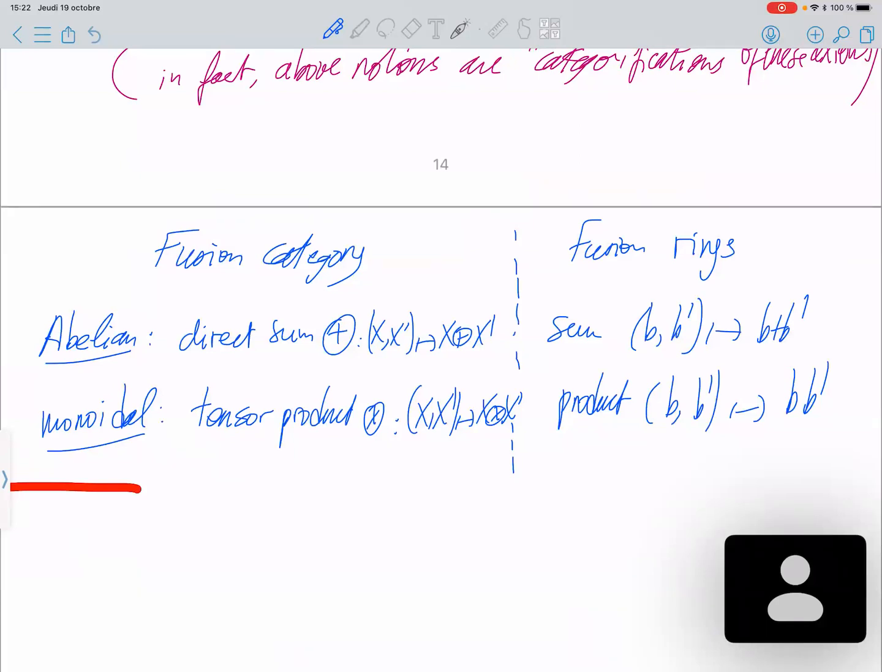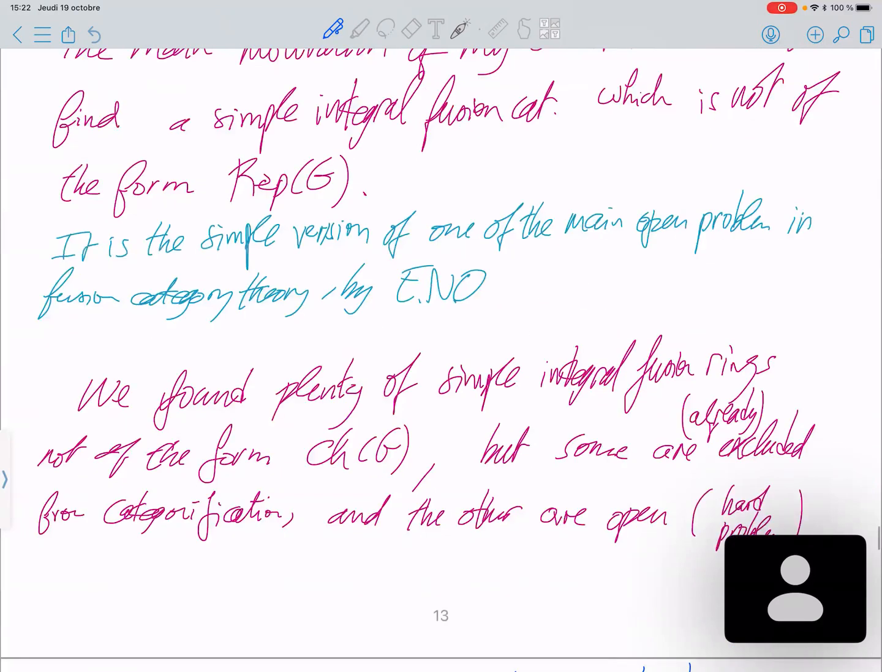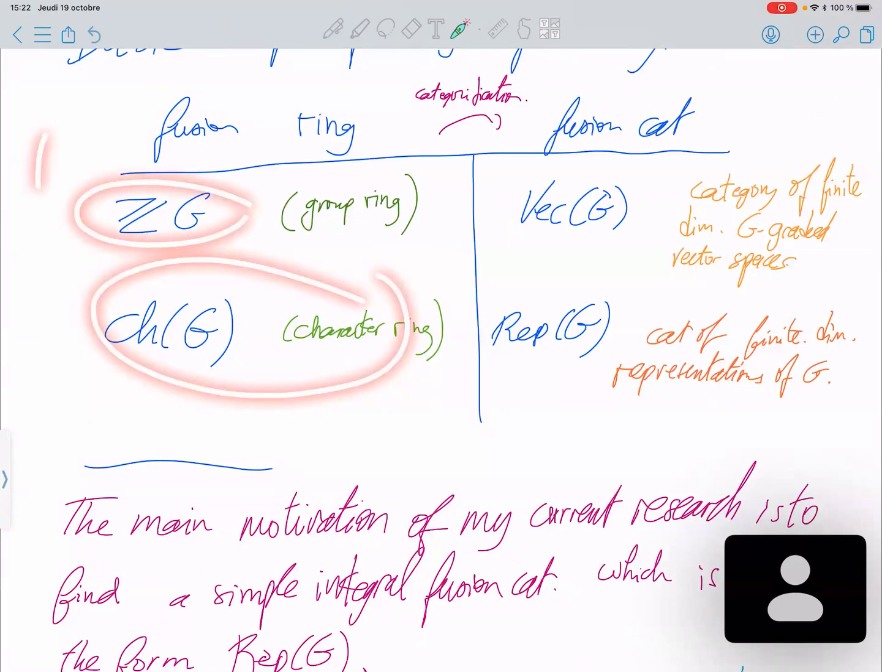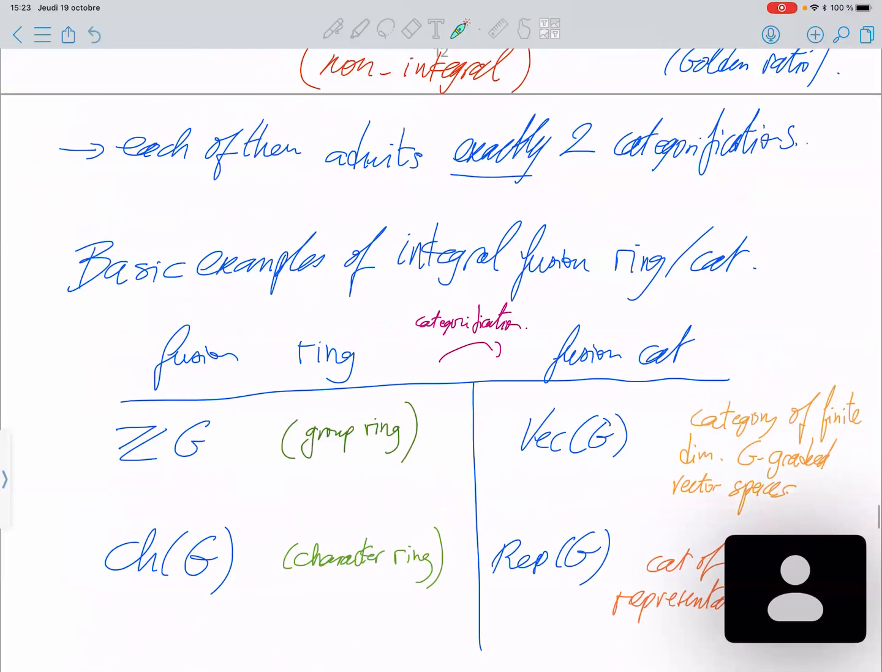So before, let me fix a mistake I did last time, in fact. So last time, here, this one. When I provided a basic example of integral fusion ring and categories, I mentioned here I wrote something wrong. I wrote Z power G. This is wrong. I already fixed it. It's ZG, the group ring. So ZG is a group ring. This should be fixed like that.